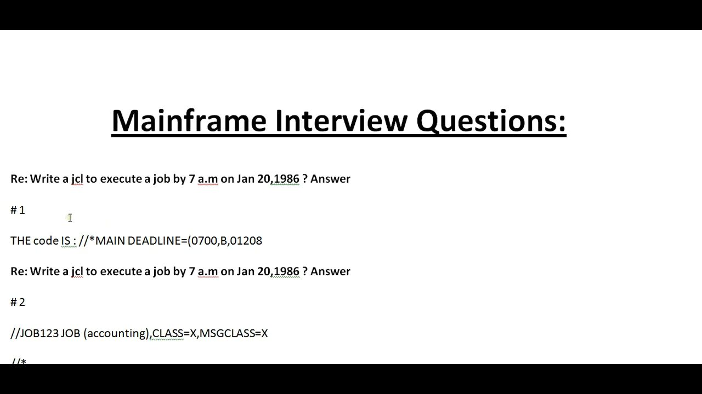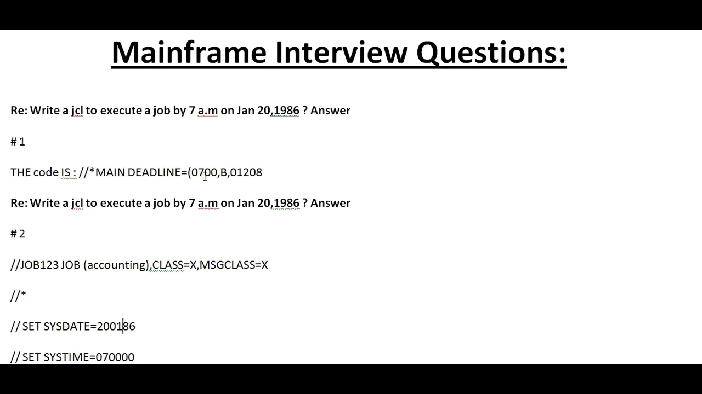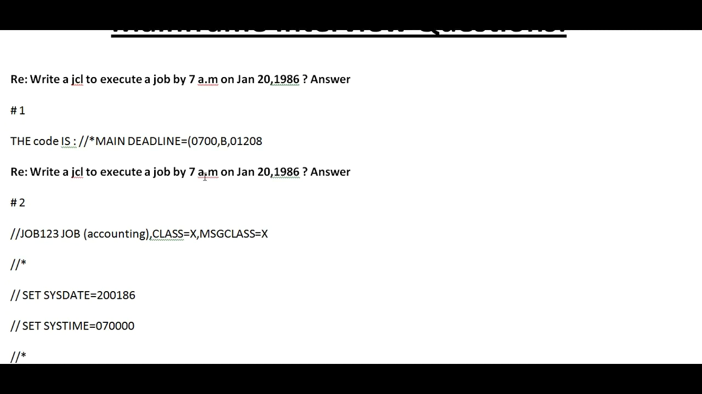The first question is: write a JCL to execute a job by 7 a.m. on Jan 20, 1986 or some other date. The response for this kind of question would be the code: /*MAIN DEADLINE=07001208. Or else you can give another response: in the job card, you have to set the system date as 20 January 1986 and set the system time as 07000. That's it. Now the JCL will be executed at 7 a.m. on Jan 20, 1986. This is the response you need to give.